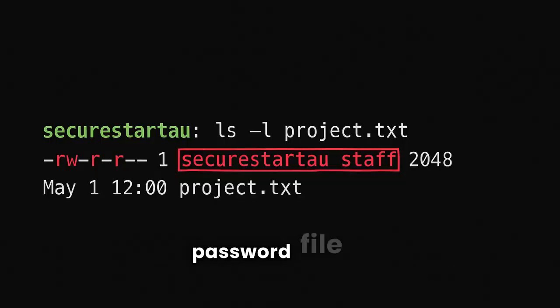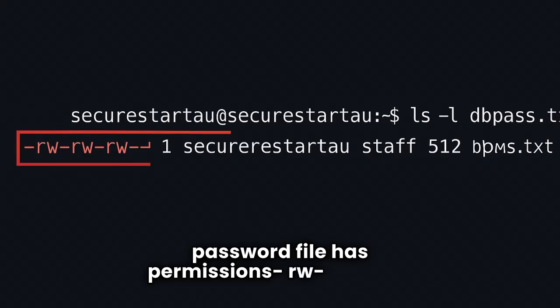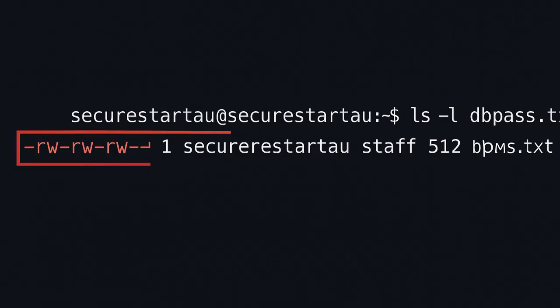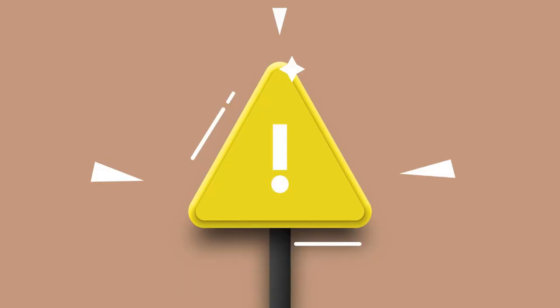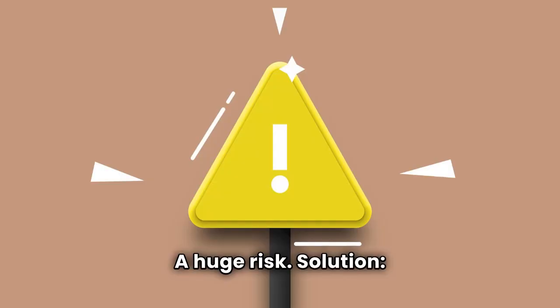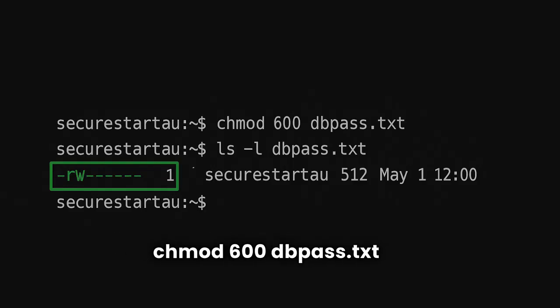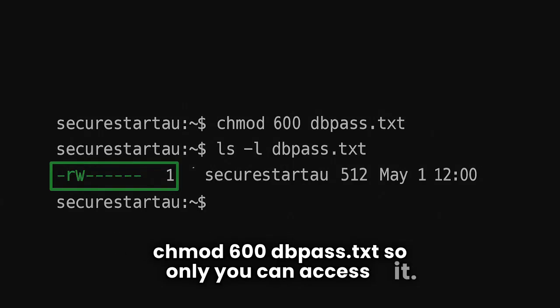Example 2, the world-readable password file. A database password file has permissions rw-rw-rw-. That means literally anyone can read it, a huge risk. Solution: chmod 600 dbpass.txt, so only you can access it.